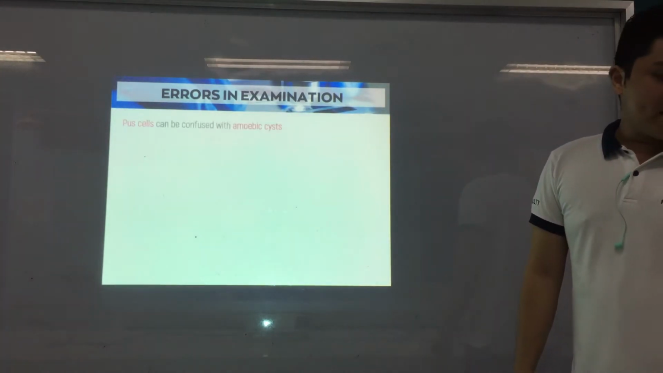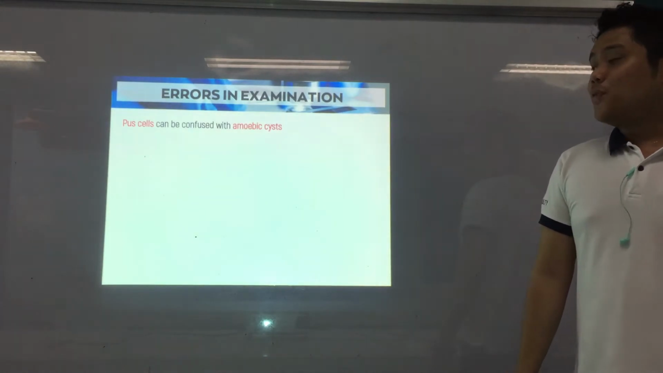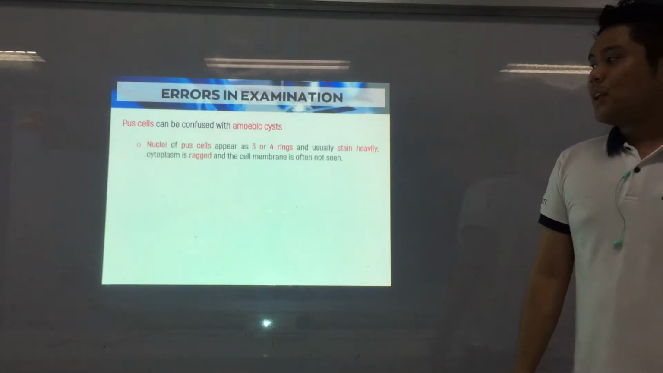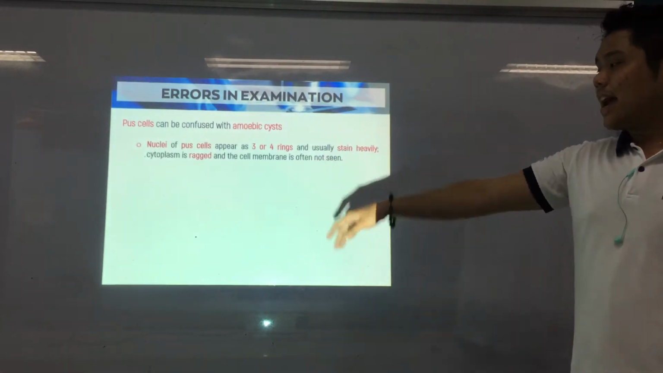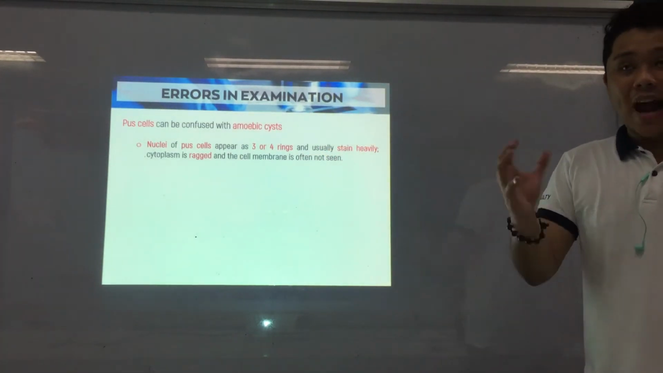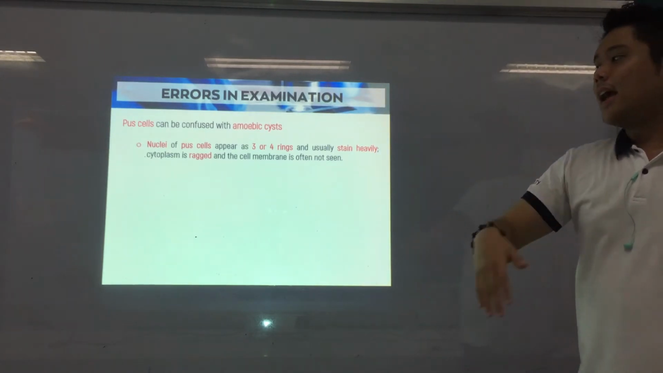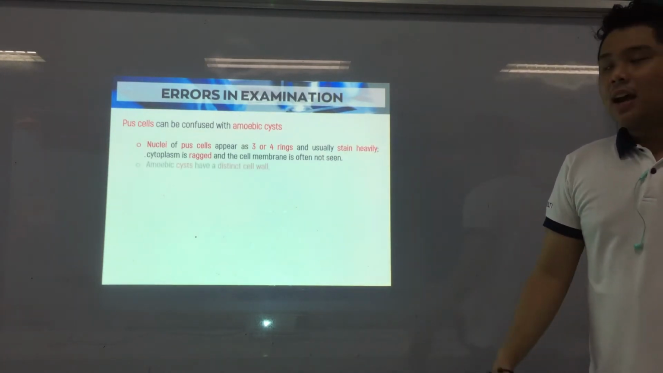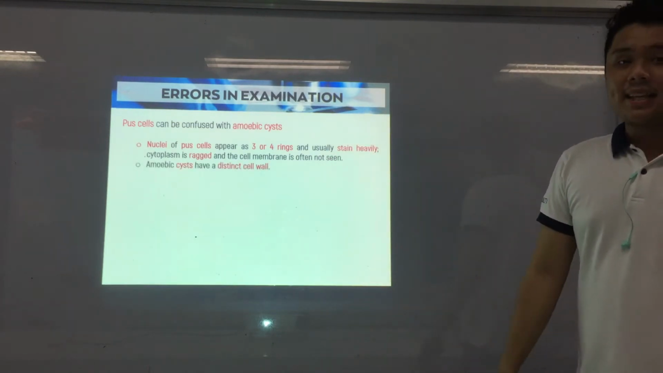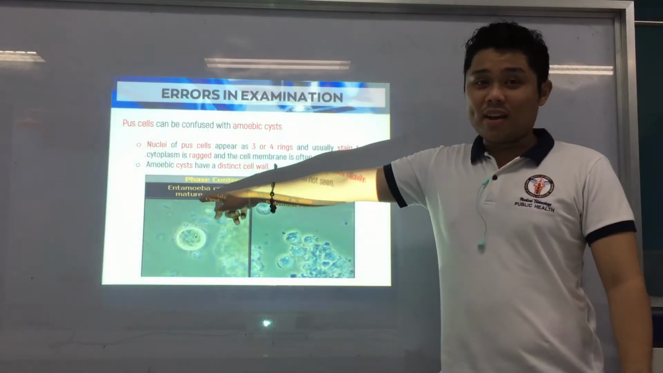The next error that you may commit are your pus cells or your white blood cells. All right, they can be confused with your amoebic cysts. So the nuclei of pus cells, they have 3 or 4 rings, and they stain heavily. The cytoplasm is ragged, meaning it's not smooth, okay, it's irregular, and the cell membrane is often not seen. For amoebic cysts, they have a distinct cell wall. So what am I talking about? This one. So this is an example of a cyst of Entamoeba coli.